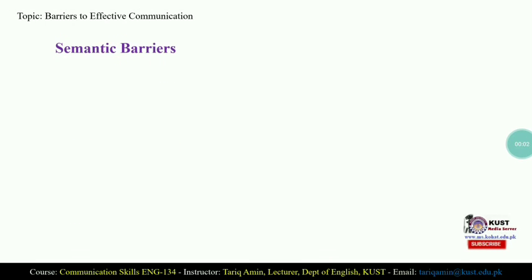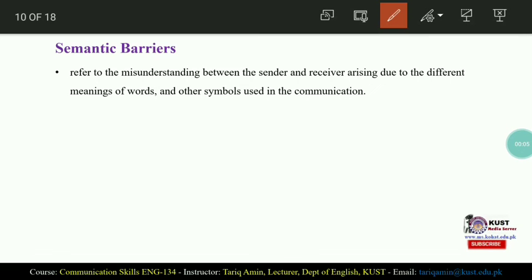Semantic barriers. Semantic barriers refer to misunderstanding between the sender and receiver arising due to the different meanings of words and other symbols used in the communication. These semantic barriers arise when there is a difference between the meanings of words. When the words that are used in communication have different meanings, they lead to semantic barriers.